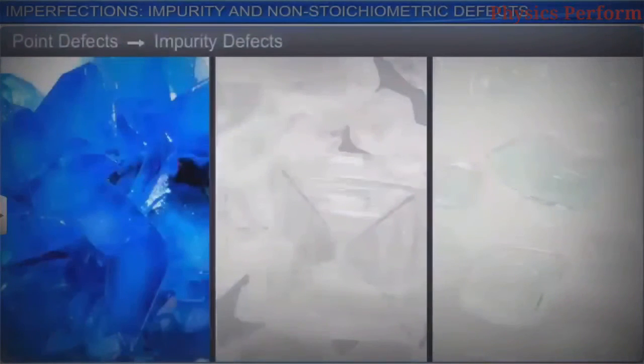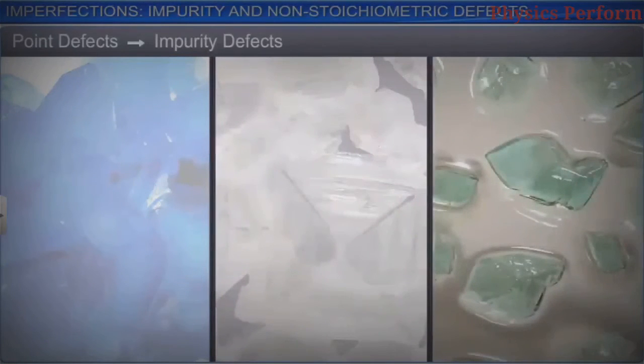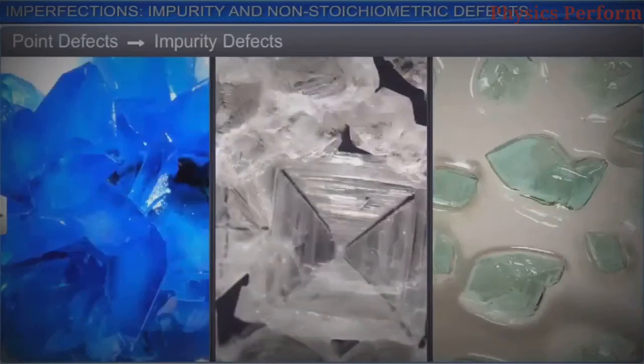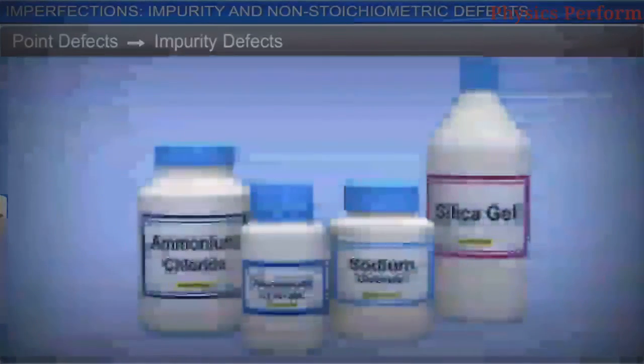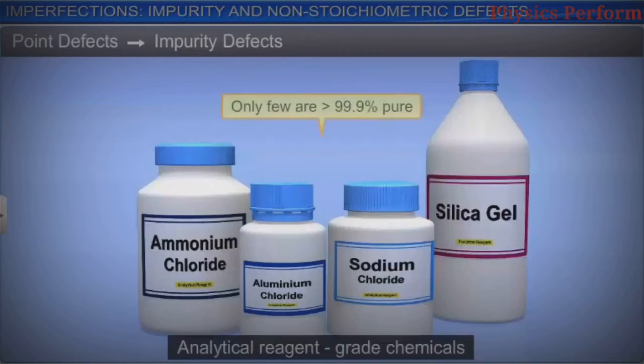You already know that it is almost impossible to obtain a perfectly pure substance. Purification is a costly process. In general, analytical, reagent-grade chemicals are of high purity. Yet, few of them are more than 99.9% pure.